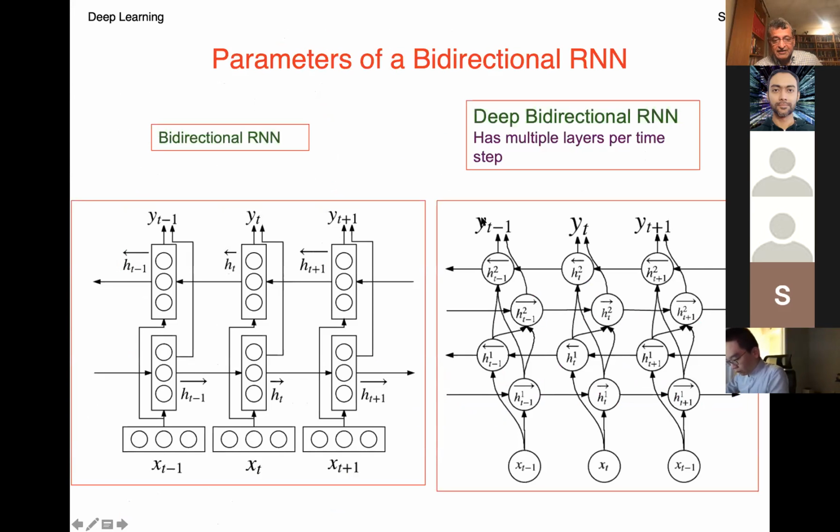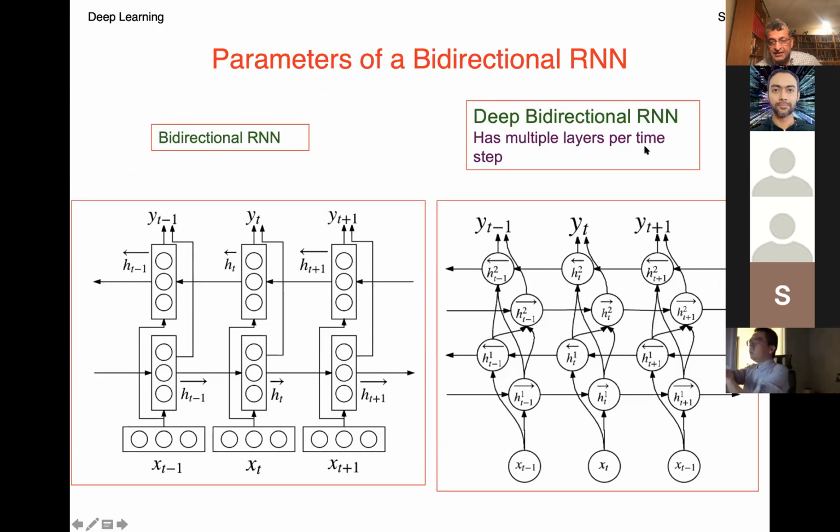So parameters of bidirectional RNNs. A bidirectional RNN is being shown here, more explicitly showing the units: x(t-1), x(t+1), h(t-1), h(t+1). This is the forward prop, and this is the backward prop. Oh, I'm sorry, I shouldn't call it forward prop and backward prop, because that's a totally different thing. Backward prop is for training. Even the forward prop includes bidirectionality, right?